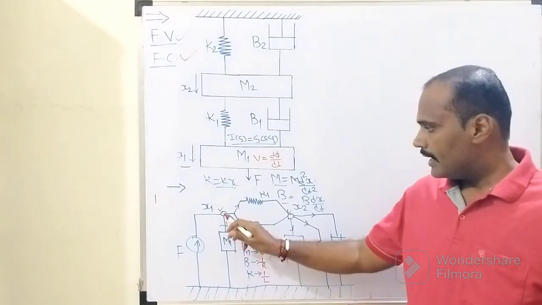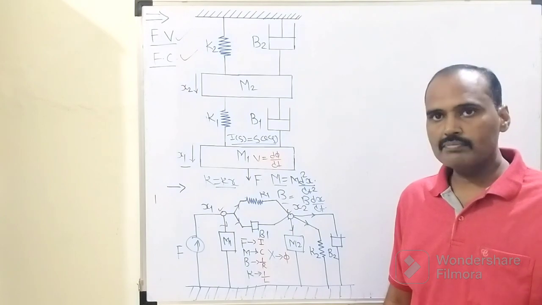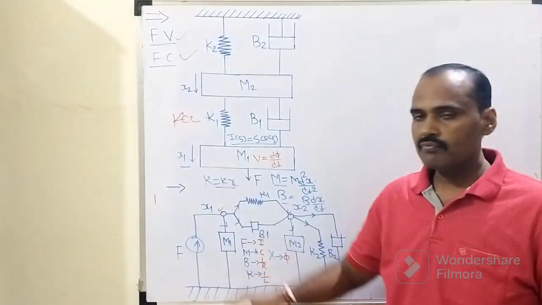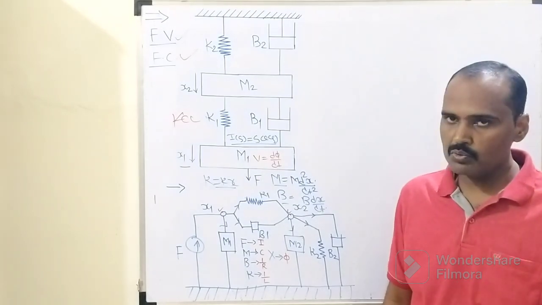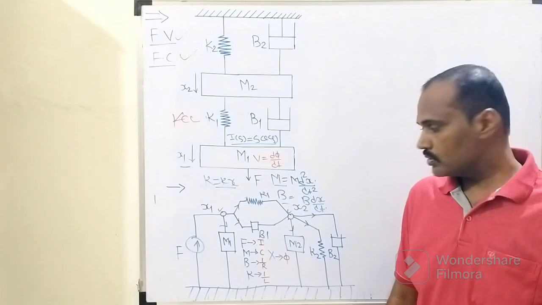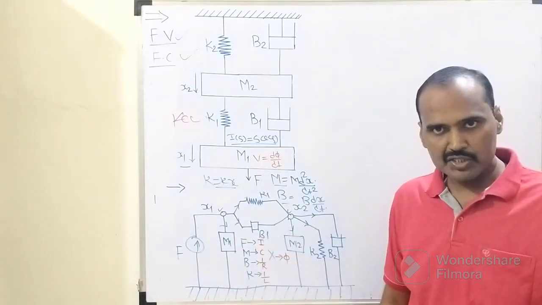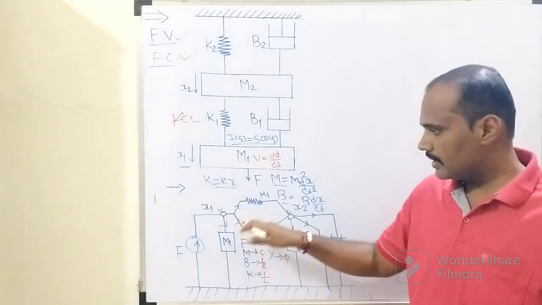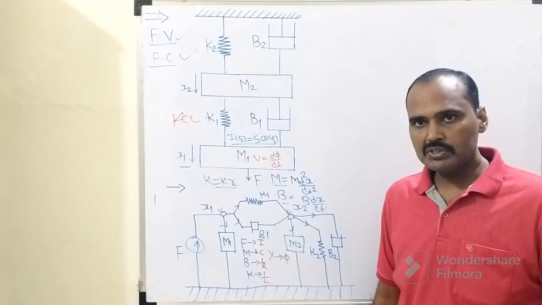Then at this node there are 1, 2, 3 and 4 branches. Out of these four branches we need to use Kirchhoff's current law, which says that the summation of incoming currents equals the summation of outgoing currents. In terms of forces, this first branch represents the direction of the applied force, which is incoming to that node. The remaining branches carry forces that are outgoing from this node.